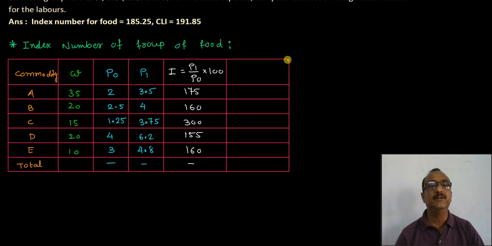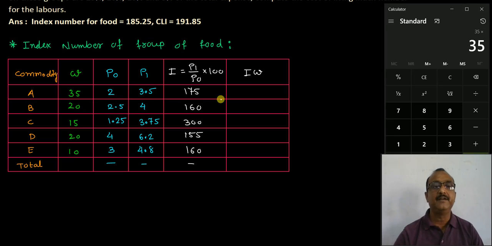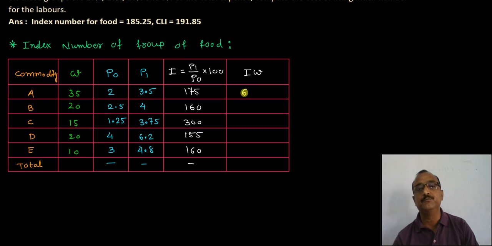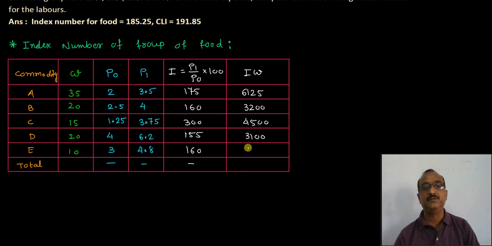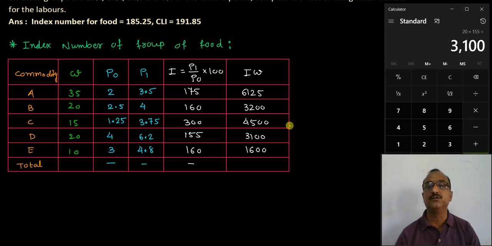Now find out IW equals to W, which is given by this column, and I, the product of both the numbers. 35 into 175, it is equal to 6125. Second, 16 twos are 3200. Here 15 threes are 4500. 155 into 20, 3100. 160 into 10, 1600. Okay, now find out total of IW. 6125 plus 3200 plus 4500 plus 3100 plus 1600.